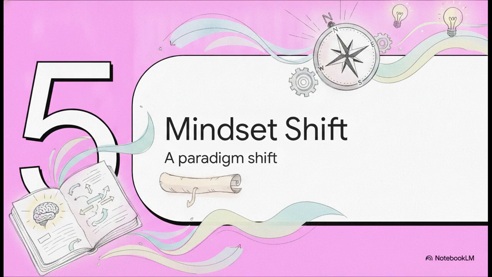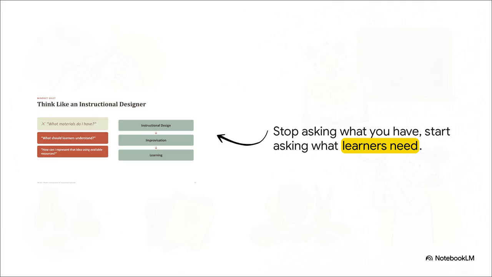And that leads us to our final part, Section 5, the educator mindset shift. So the crucial point here is that escaping those pitfalls requires a total paradigm shift in how you approach lesson planning. We basically have to stop asking the wrong question, which is, what materials do I have? Instead, we need to start thinking like true instructional designers and ask the right questions. What should the learners understand? And only after that, how can I represent that idea using the resources I actually have available?